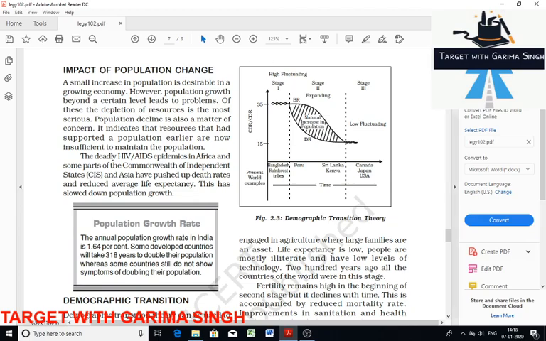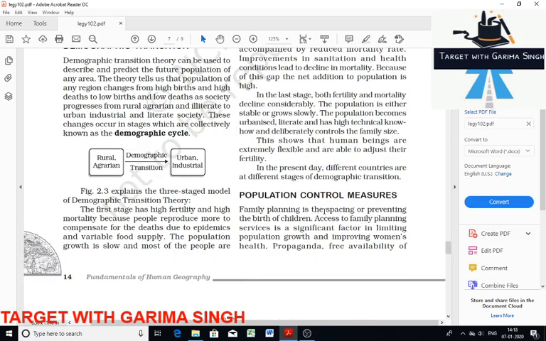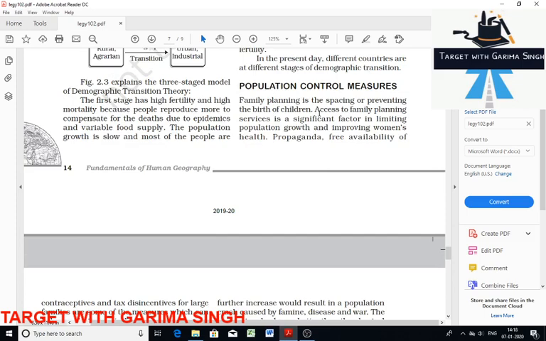Population control measures. We're done with demographic transition now. Of course, number one is family planning, which is the spacing and preventing of the birth of children. Thomas Malthus's theory, in 1793, stated that the number of people would grow faster than food supply, thus leading to famine, diseases, and war. Therefore, it is essential to control the population. This is undertaken through measures like awareness for family planning, free availability of contraceptives, tax disincentives, and active propaganda. So these are the population control measures.